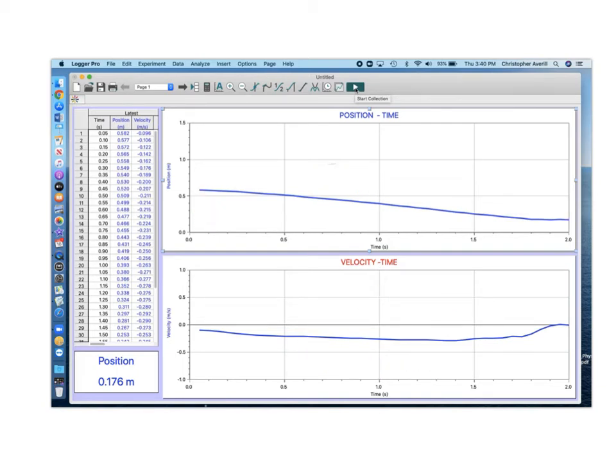All right, so let's have a little bit of fun here. Now what we're going to do is see what happens when we move our box first away from the motion detector and then back towards the motion detector. So here we go.